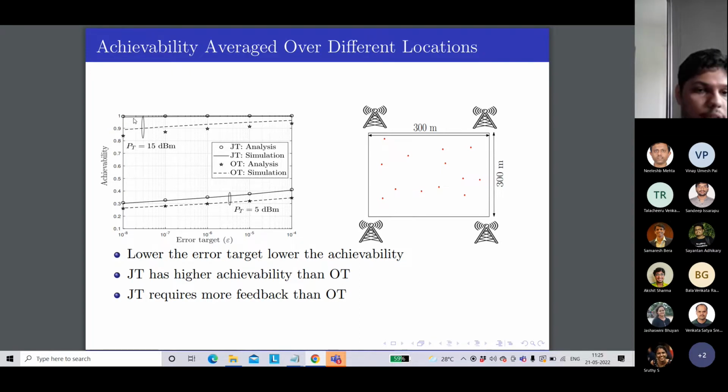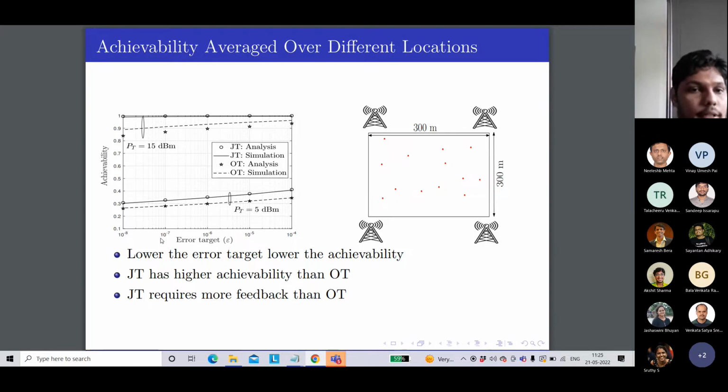But there is a trade-off here. We saw for JT, MRT, we do maximum ratio transmission. For that, we need CSI, whereas for OT, the CSI is quantized. Therefore, joint transmission requires more feedback than OT.